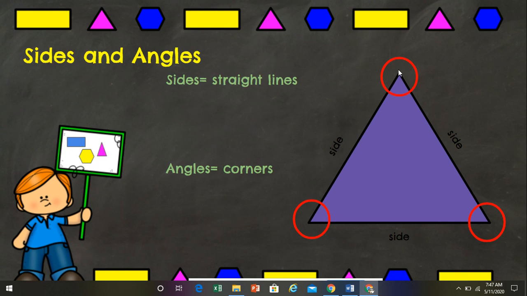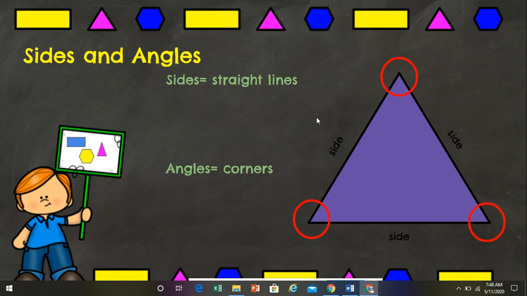Esto aquí es una esquina. Estos son los lados, perdonen. Estos son los lados. Y entonces esto aquí son las esquinas. Y otra esquina aquí. If we were to see it, let's look up here in this rectangle. This is one side, one side, one side, one side, and it has four corners. 1, 2, 3, and 4.